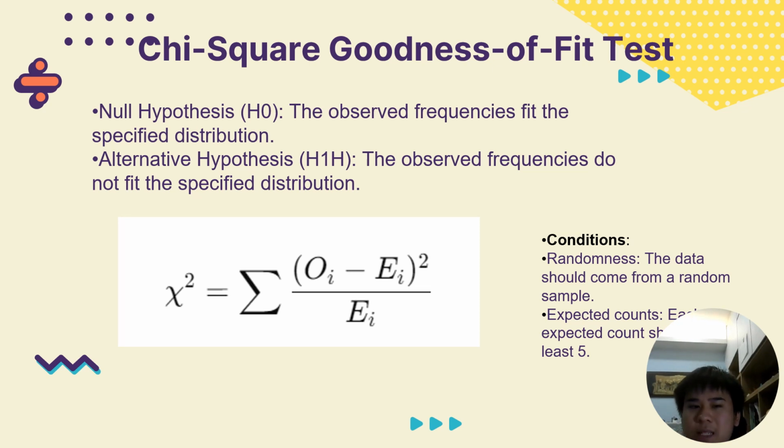So for the goodness of fit test, the null hypothesis H0 will be that the observed frequencies fit the specified distribution. The alternative hypothesis is that the observed frequencies do not fit this specified distribution. Moving on, conditions: randomness, as well as expected counts. Again, the expected count should be at least 5.